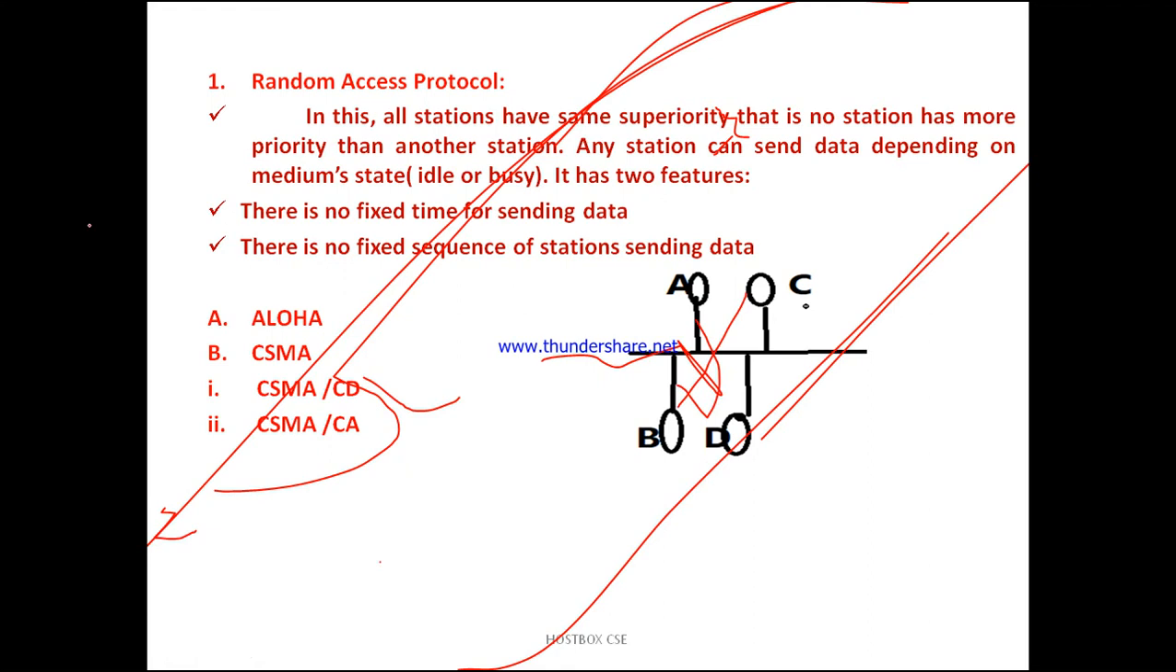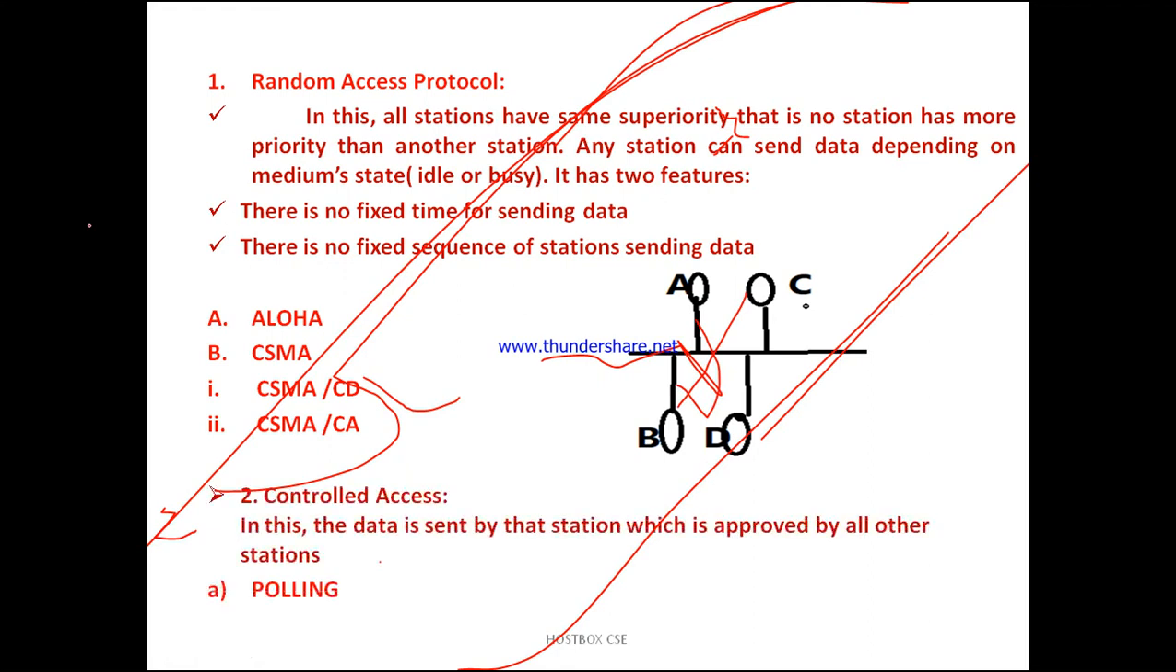Next we go for controlled access. Here the data is sent by the station which is approved by all other stations. That means if A and B are there, they are approved by the channel, and then only A and B can communicate. If A and B communicate, then the other stations will sit idle.